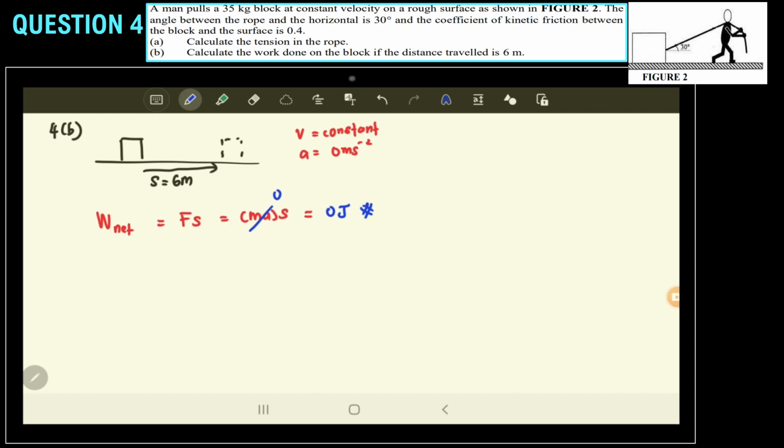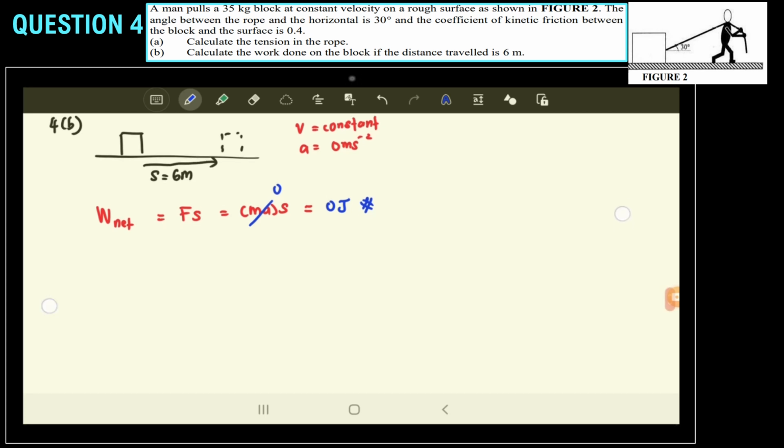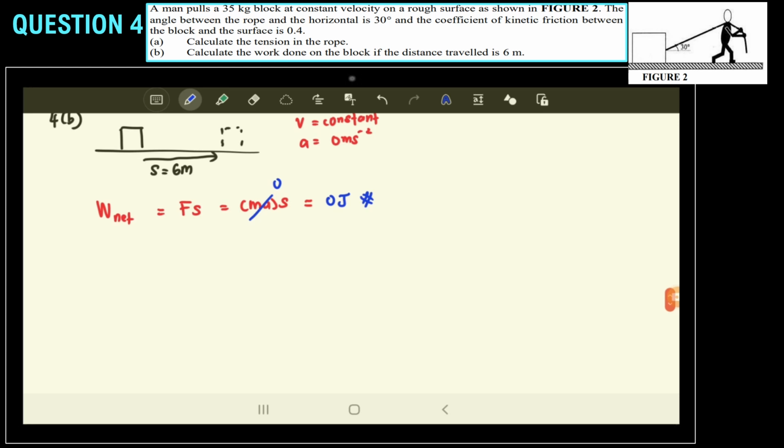Okay, tak perlu pun kira. Tetapi kalau you nak kira, kita tengok kita akan dapat jawapan kosong tak? So let's try. Tapi habis masa lah kita tulis panjang-panjang kan? Tapi tak apa, kita akan tunjuk. Okay, so we can answer this question just like this. Okay, or we can calculate what is the total work done on the block.